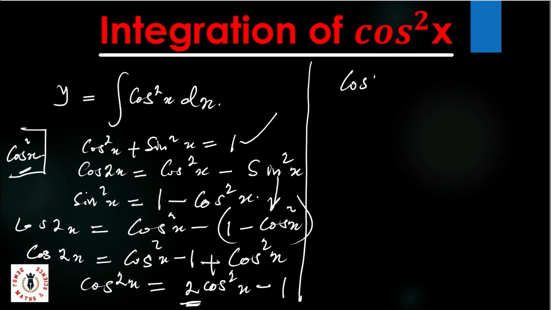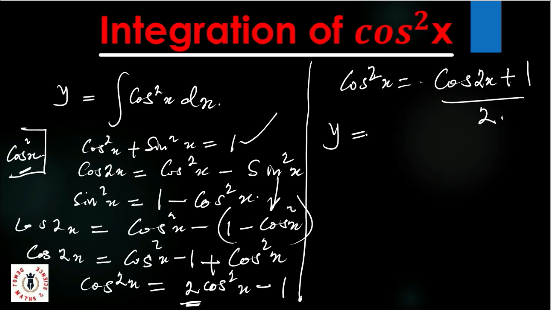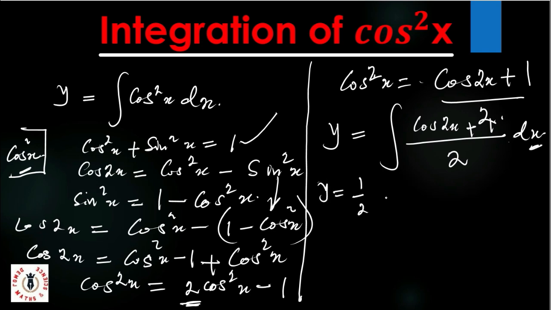Now, from here, I can make a formula for cos squared of x. So that my cos squared of x will be the same thing as cos 2x plus 1, all divided by 2. So I can now substitute for cos squared of x, saying y now will be equal to the integral of cos 2x plus 1 all over 2. I'm integrating with respect to what? To the x. Let's break this down further. So that my y now is the same thing as half integral of cos 2x plus 1, everything with respect to x.